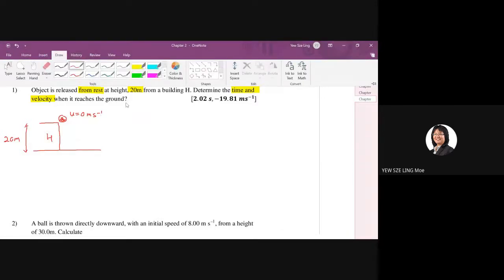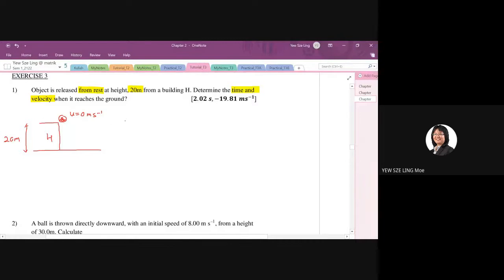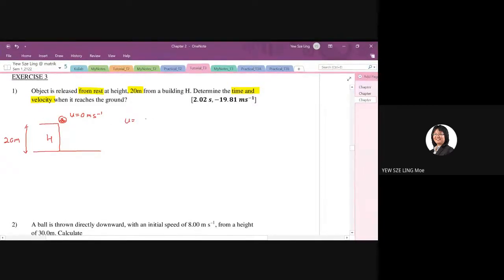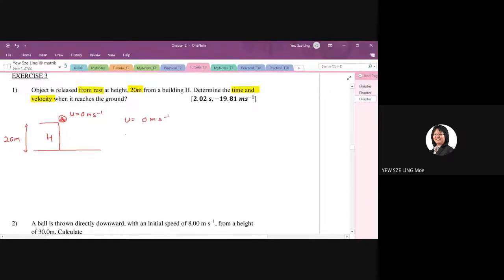So let's extract the information from the question. So we have u equals to 0 meters per second. And then we have s. Now, if you look at the question, it tells you s is 20 meters.